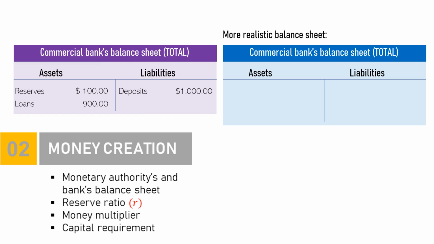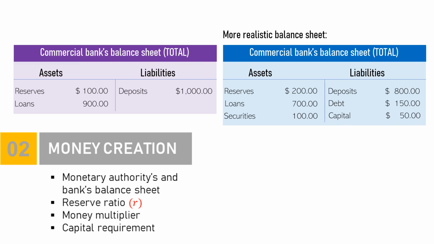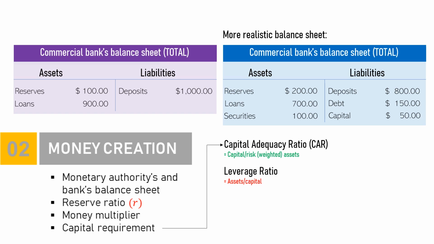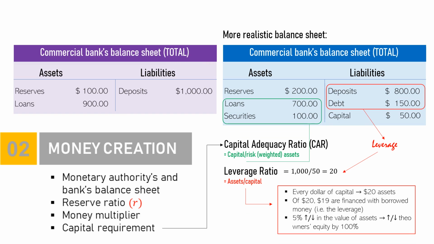On the asset side, there are now commercial bank securities other than just loans and reserves. On the liability side, we add commercial banks' debt and capital. They are, for sure, all important to understand the so-called capital adequacy ratio or CAR and the leverage ratio. Well, I leave it to you to understand what the CAR and the leverage ratio are because they are just matters of definition. What I want to emphasize first is how commercial banks may actually be more restricted in providing their loans.